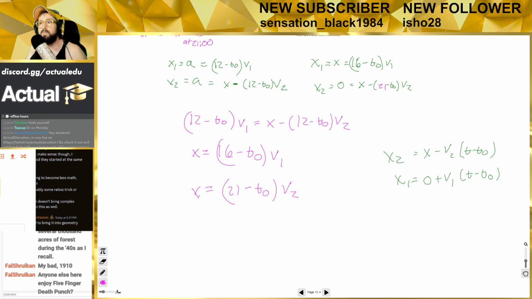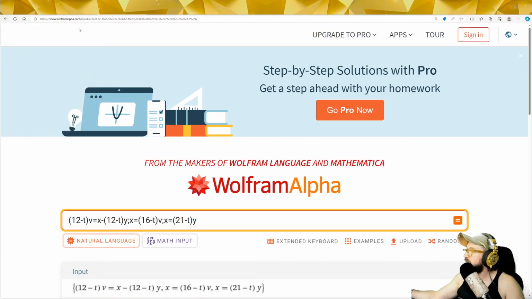12 minus t. And let's say v1 is v. It's equal to x minus 12 minus t times y. X is equal to 16 minus t times v. X is equal to 21 minus t times y. Let's see if it can solve it. I'm curious. Let's see if it gets it.